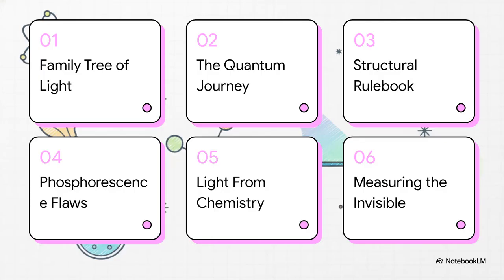Here is our roadmap for today. We'll start with the family tree of light, take a quantum journey, look at the structural rulebook, explore the vulnerability of phosphorescence, dive into light from chemistry, and finally wrap up with measuring the invisible. Let's get to it. Section 1.